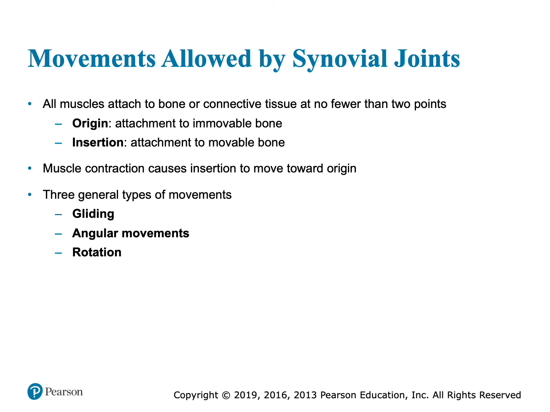Whenever we have a muscle contract, that means it's getting shorter. So what's going to happen is those origin and insertion get closer to each other, right? Because if it's originating at point A, inserting on point B, and now we made the space between contract, get smaller, well then the insertion is going to move closer to the origin. And we have different kinds of movements. We have gliding movements, angular movements, rotation.